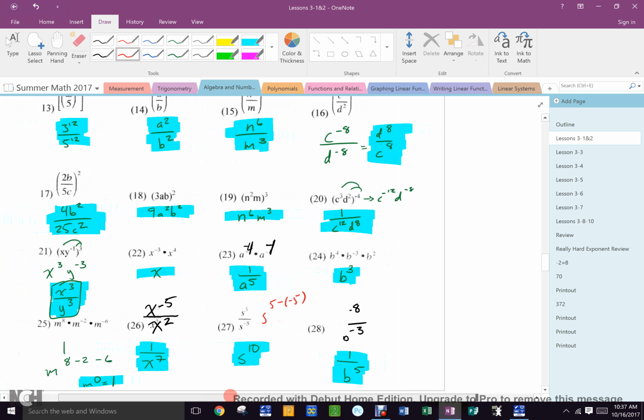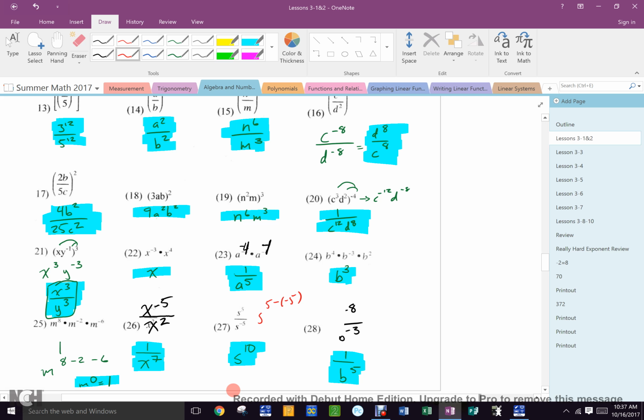Anything else up to 28? Once, twice, thrice, what? 24. Okay, so I got 4b to the 4th times b to the -3. So that's 4 plus negative 3. And then times 2 is plus 2. 4 minus 3 is 1. 1 plus 2 is 3.